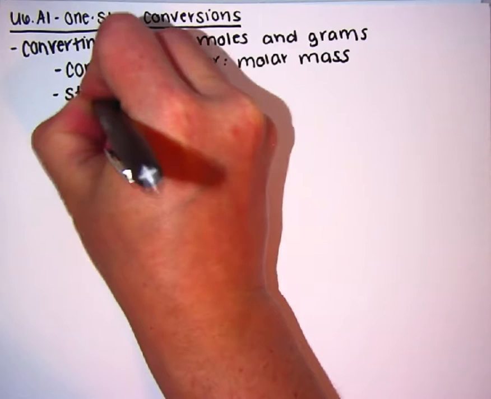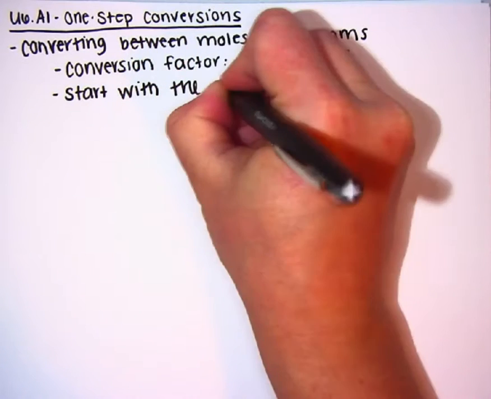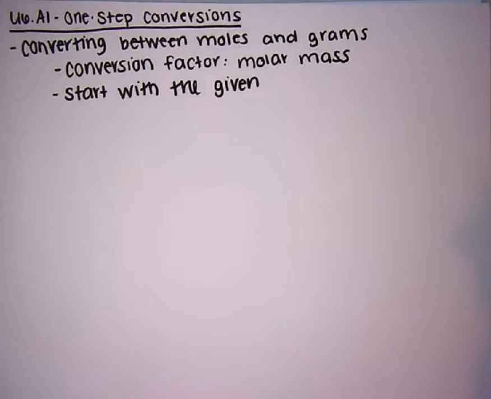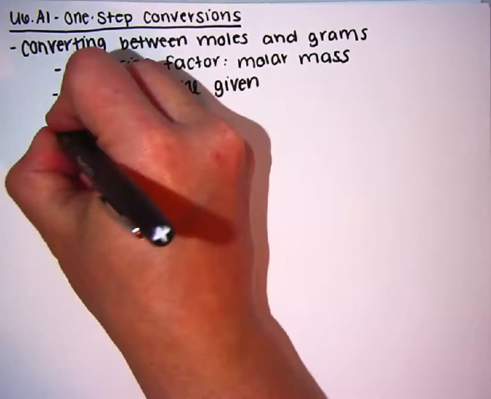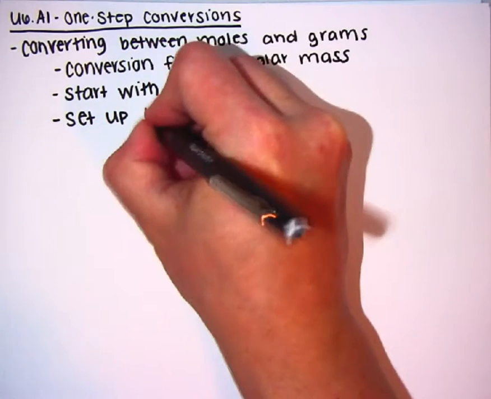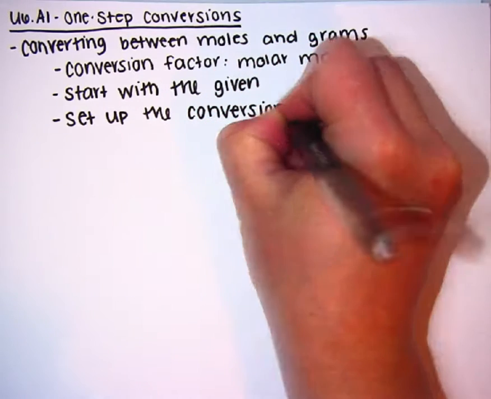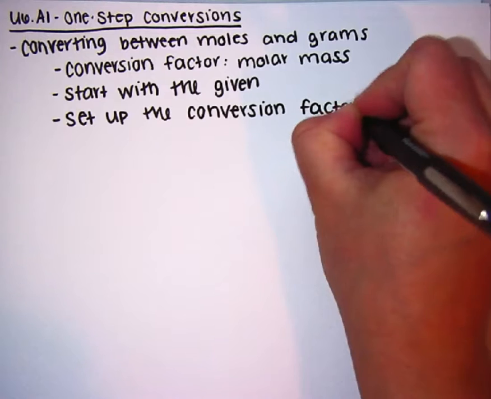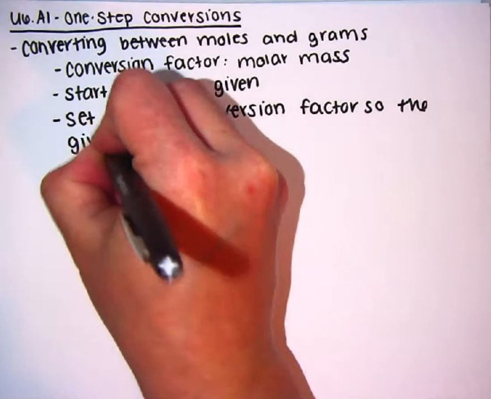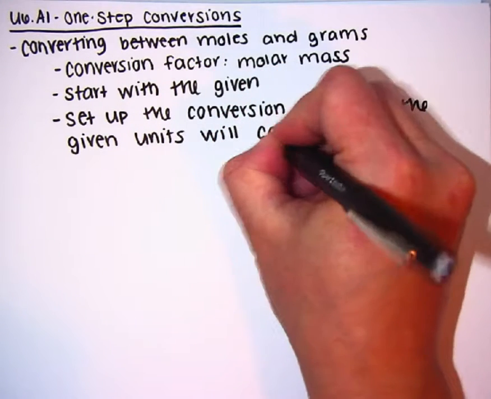Whenever we're doing these calculations, I'm always going to say this: start with the given. There's going to be a value given to you in the question and the problem. Always start with the given. And then we are going to set up the conversion factor. So the given units will cancel.